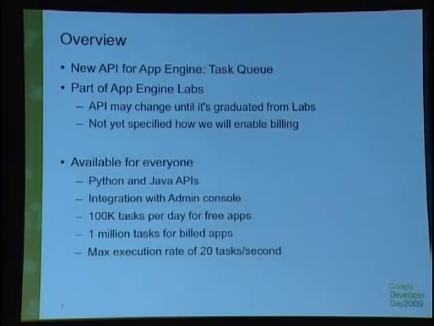All right, so let's get into what is the task queue API and how does it work. So our first attempt at offline processing, we're delivering through something called the task queue abstraction, the task queue API. The task queue API is part of App Engine Labs. So App Engine Labs is a subset of our APIs that are still under development, still somewhat experimental. That means that the APIs may change a little bit before we say that they're fully released, although we're going to try our hardest not to break anything.